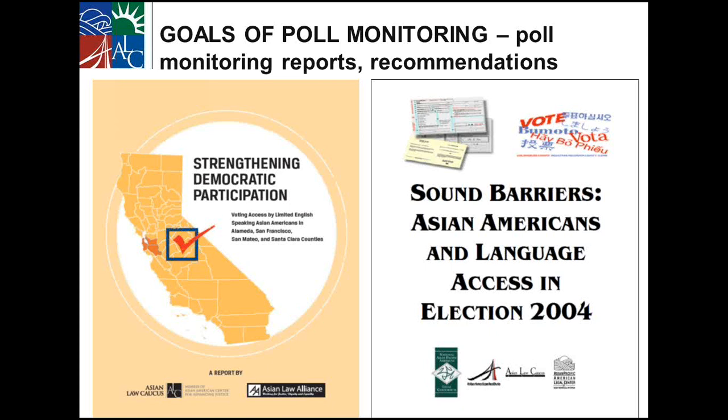All your poll monitor reports and all the information collected, if it isn't used for advocacy, if we don't turn it into a way of pushing for more improvements, sharing best practices, engaging election officials after elections, in between elections, then we're really not maximizing the benefit of all the hard work that all of us are engaging in.